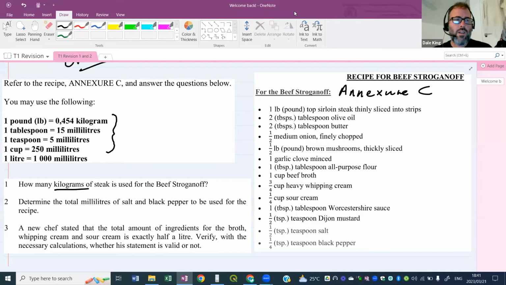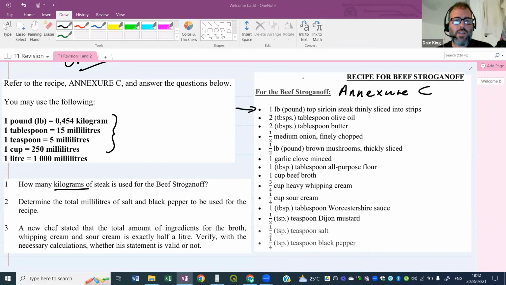All right, so anybody in chat, we're going to put your answer there. How many kilograms of steak is used for the recipe? At the top here, we've got 1 pound of top sirloin steak. All right, there we go. Avi, well done. Nice and easy. They just said 1 pound of steak, and our conversions on the left there say 1 pound is 0.454 kilograms. Okay, well done, Avi. Good stuff. All right. That's it, Akil. Well done. With the units, very good, Akil.